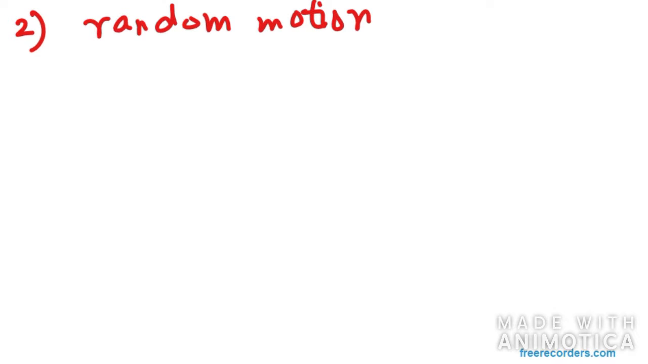The second one says that molecules of a gas are in a state of random motion. So the molecules within the gas system are in random motion. That means all molecules have different speeds, different directions, and they obey Newton's laws of motion as well. So it was stated that they all move in random motion, and that they move in all directions.